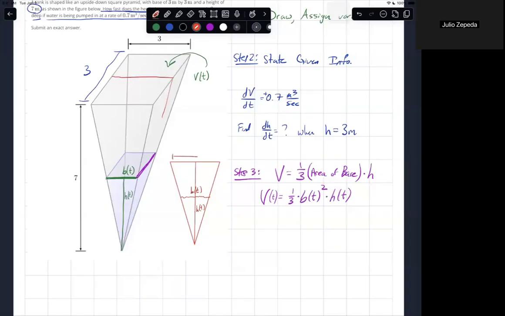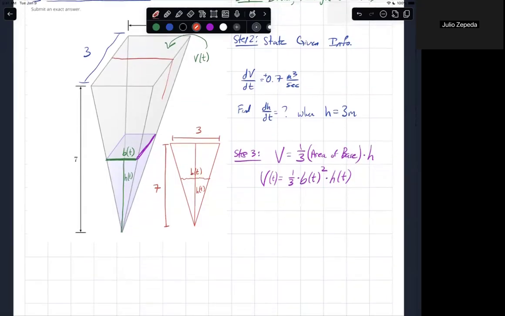And the base length of the entire square pyramid we were given is 3 meters, and the height of the square pyramid is 7. Oops, I put an H there. Should be 7. Those are constants. The dimensions of the container are not going to change. And so there are actually some similar triangles here that we can use to find a relationship between B and H.